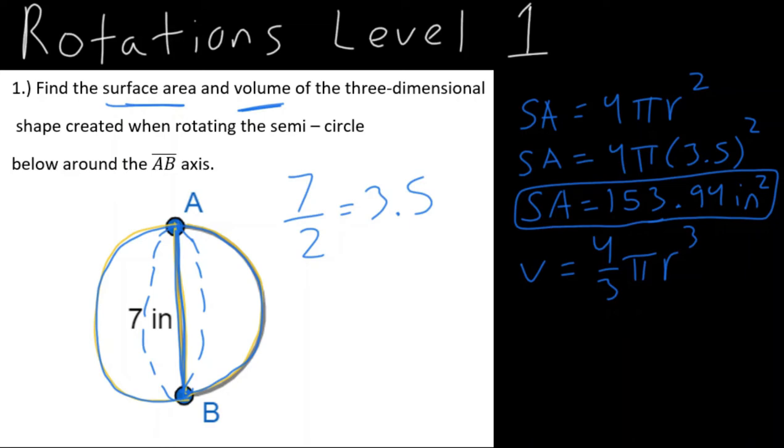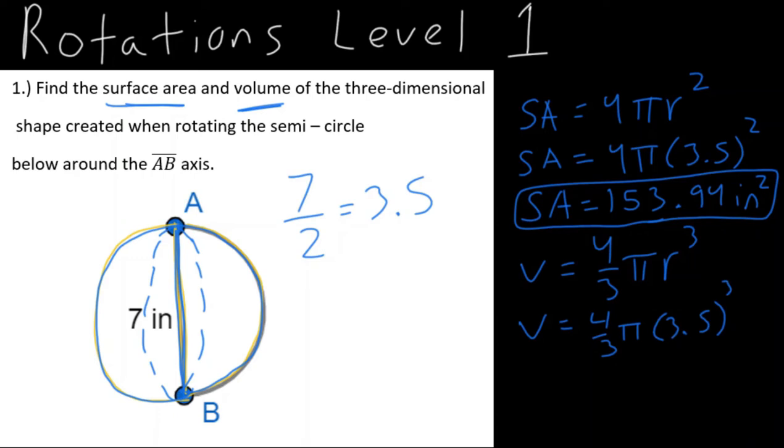Okay, well, let's take a look at our volume. You know, the cool thing about spheres is once you know the radius, there's really no more work that has to be done outside of plugging in. So we have 4/3 times pi times 3.5 cubed.